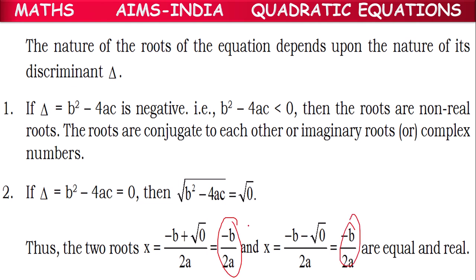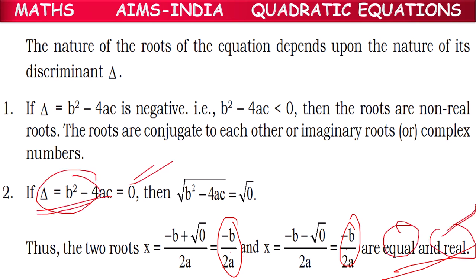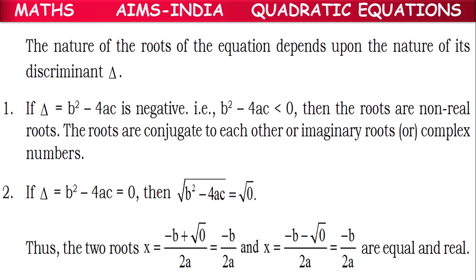There is no imaginary number in this. Both are real numbers. Both are equal. So if the discriminant is 0, roots are equal and real.